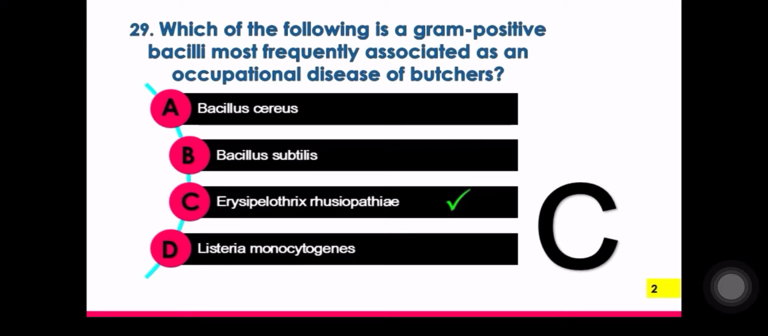Bacillus cereus causes the fried rice poisoning. Bacillus subtilis is the most common lab contaminant. Listeria monocytogenes causes stillbirth, granulomatosis infantiseptica.